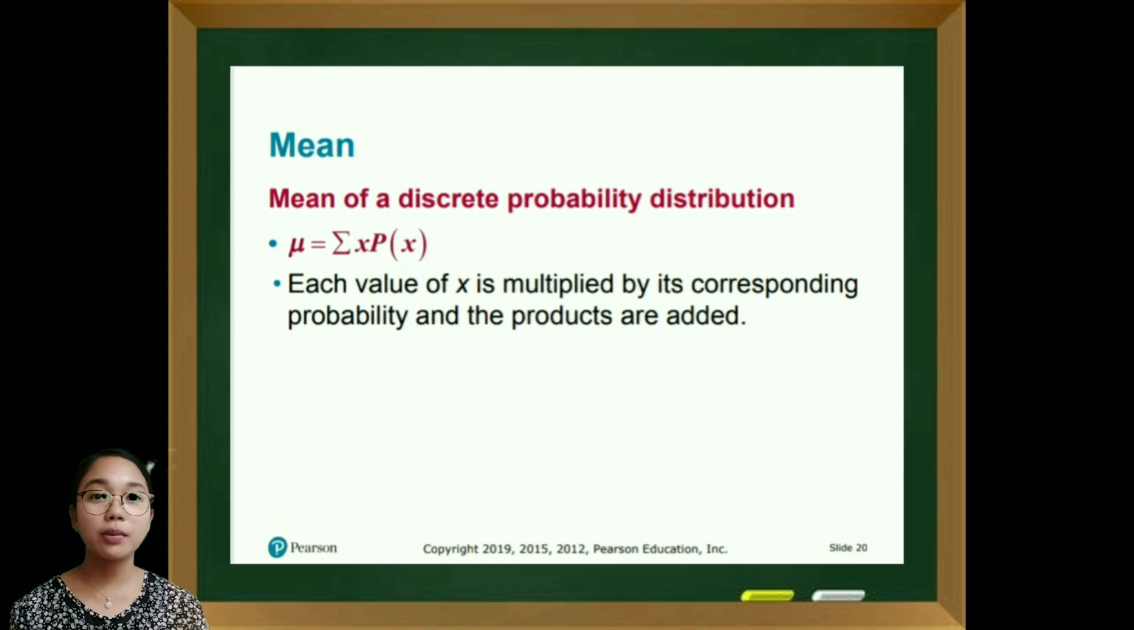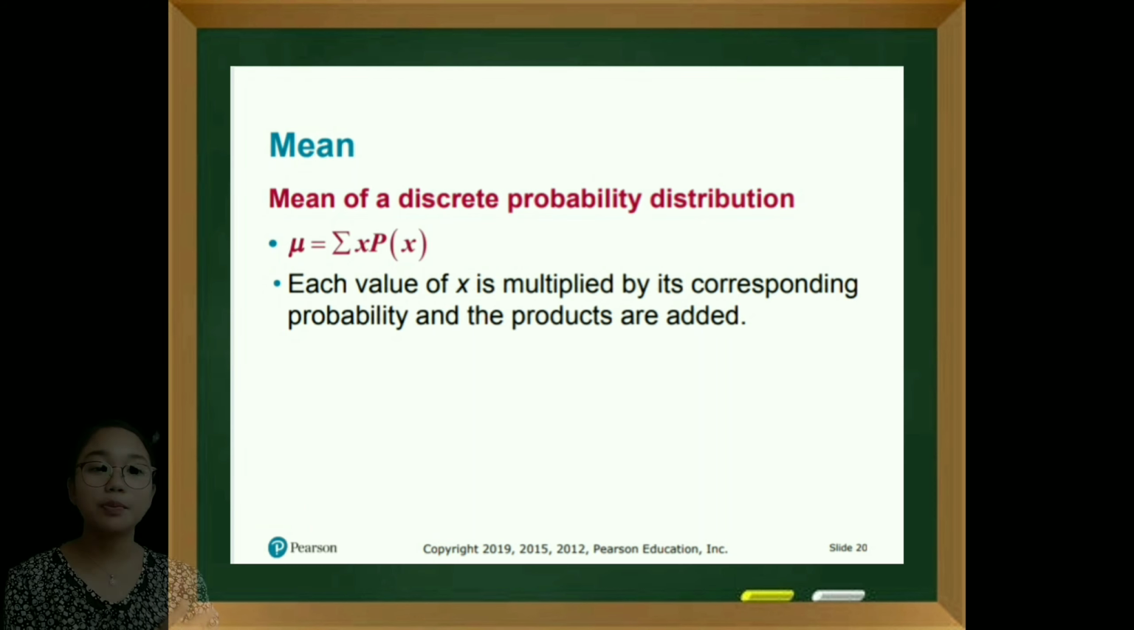Mean of a discrete probability distribution. Mean is denoted by mu, and it is determined by finding the summation of x times the probability of x. Each value of x is multiplied by its corresponding probability, and the products are added.